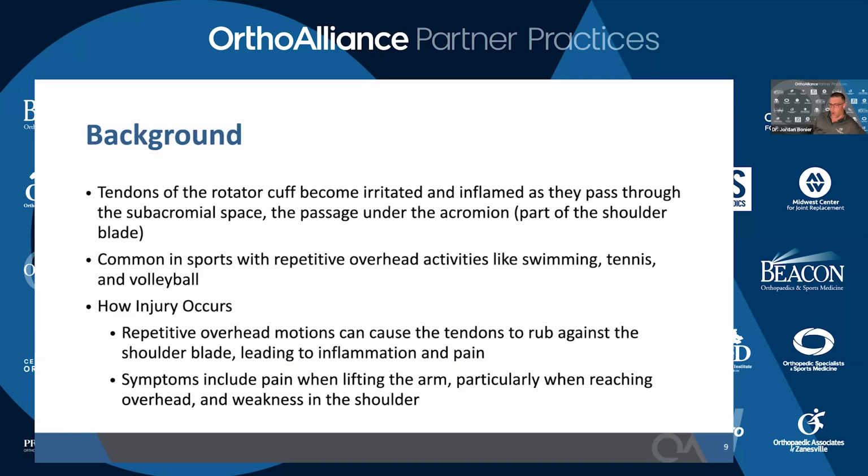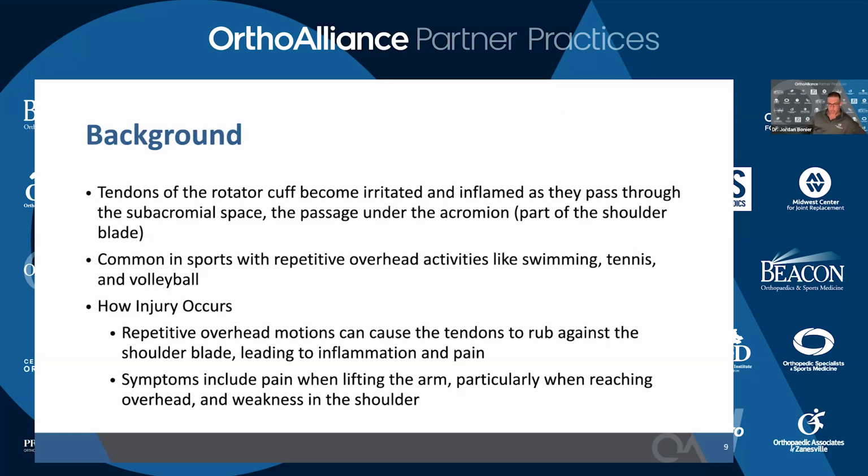So this is a small space where the rotator cuff tendons sit underneath a bone called the acromion, which is part of the shoulder blade. And if you touch the top of your shoulder and you feel the bony prominence, that's known as the acromion. And right beneath that are the rotator cuff tendons.